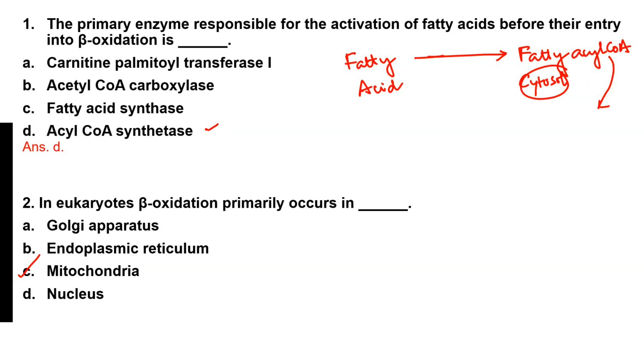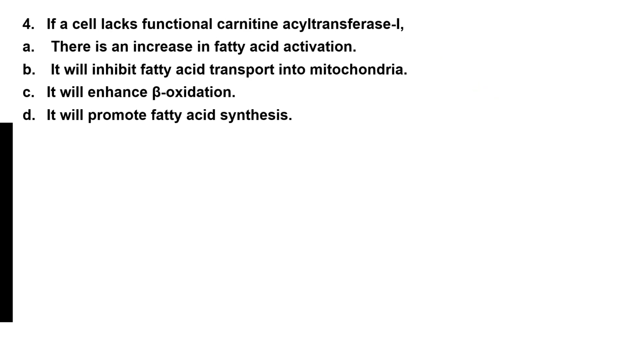Okay, we'll move ahead now. To answer this question: if a cell lacks functional carnitine acyltransferase 1, which was present on the outer mitochondrial membrane and was helping in the transport of fatty acid to the mitochondrial matrix. So now answer. It will inhibit fatty acid transport into the mitochondria. Yes, the answer is option B. If this is lacking, then fatty acid cannot be transported into the mitochondria.